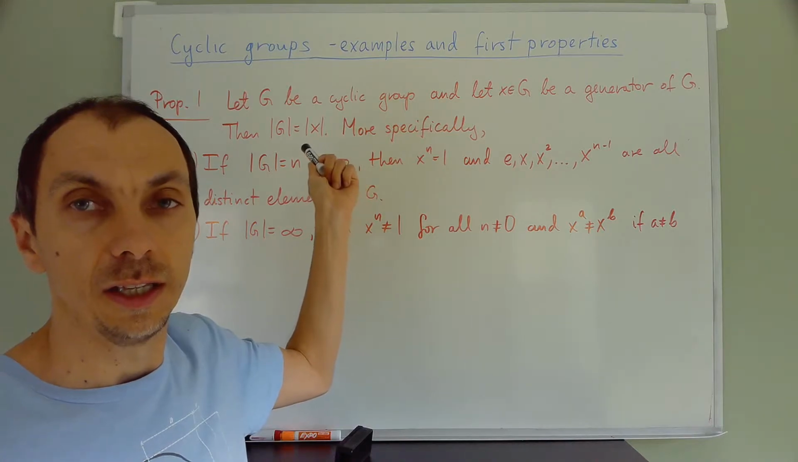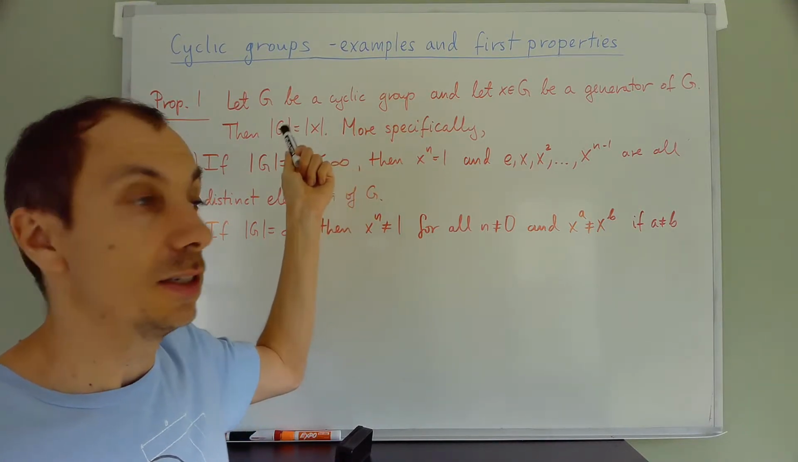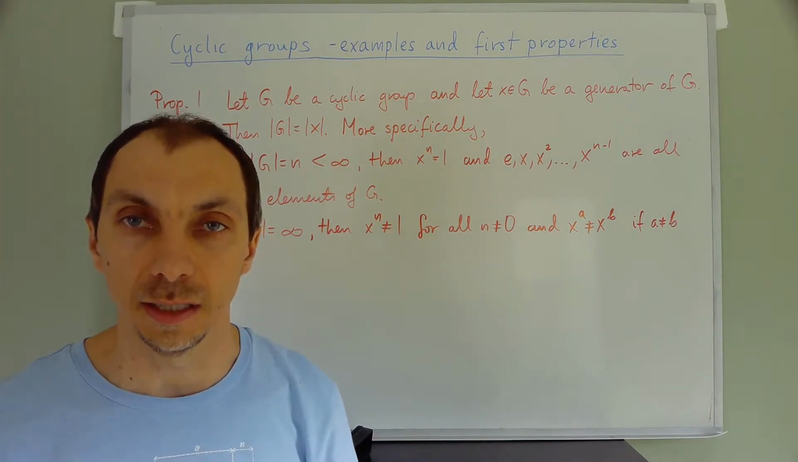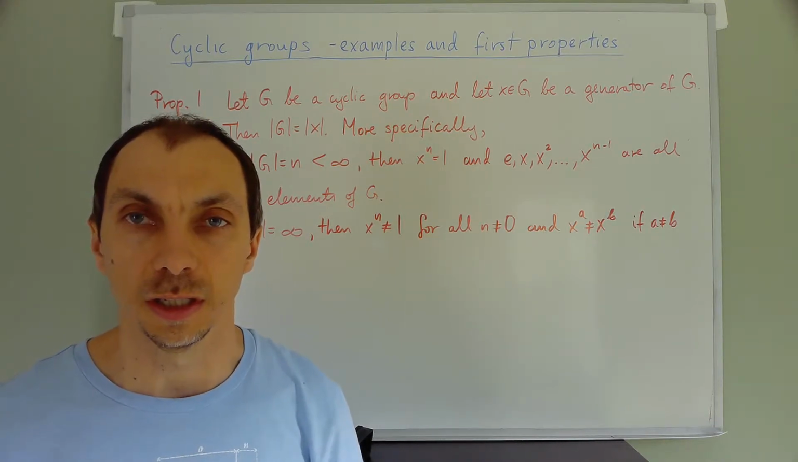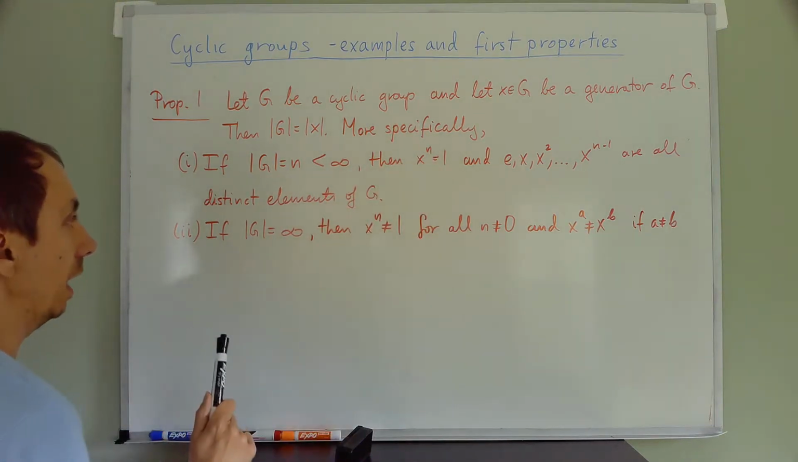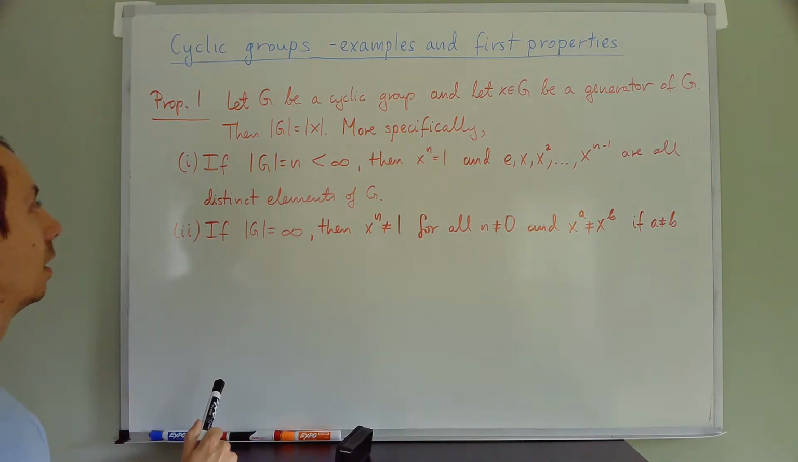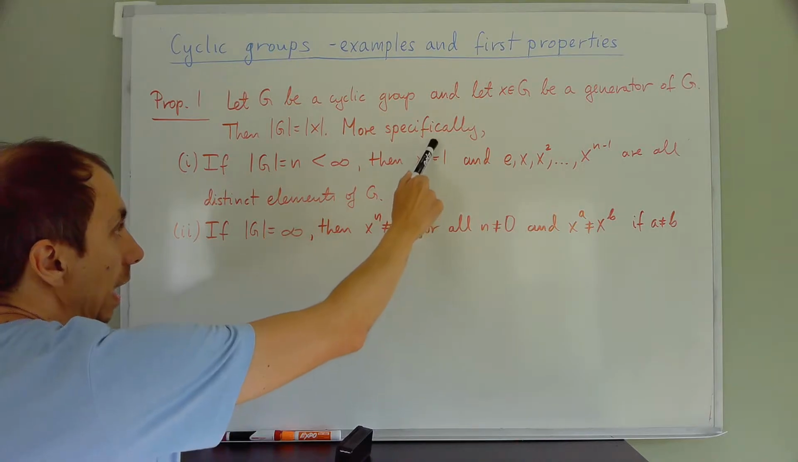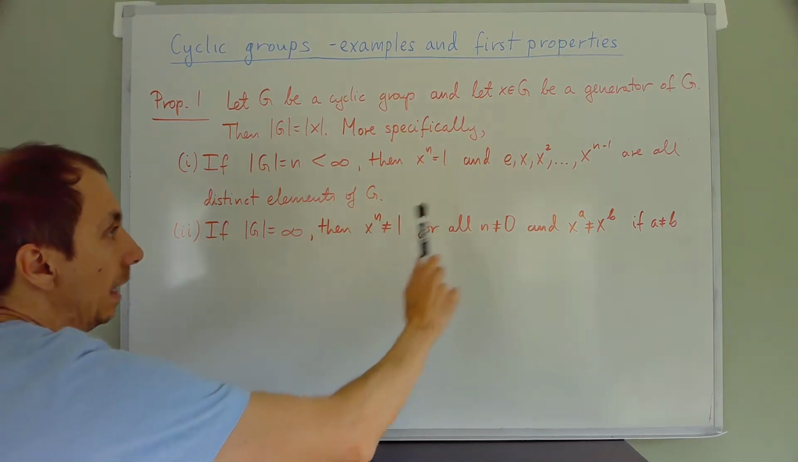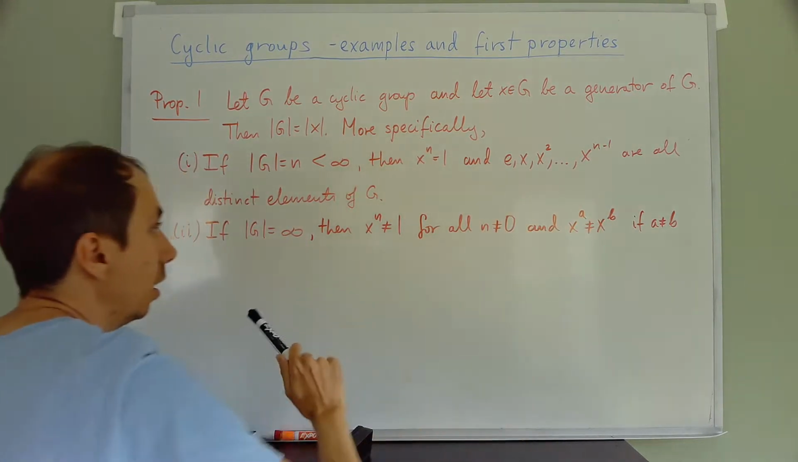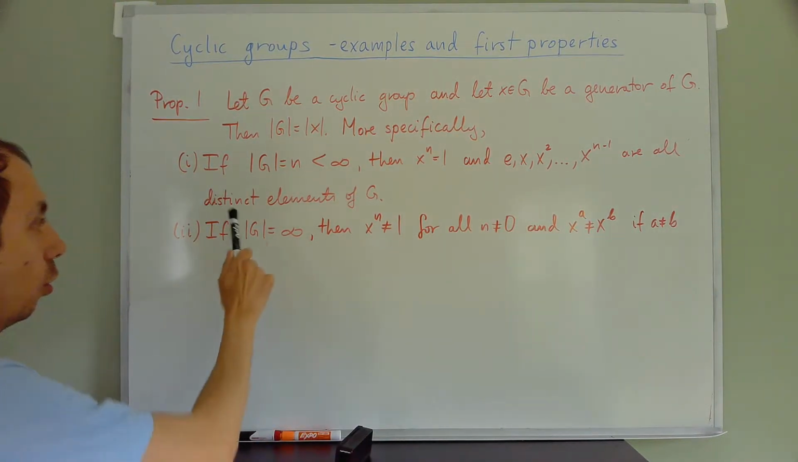So this is saying the number of elements in the group G is equal to the order of the element x. Remember, the order of an element is the smallest positive power that brings that element to equal identity. More specifically, if G is finite and has n elements, then the nth power of the generator is 1. And these elements, e, x, x squared, all the way to x to the n minus 1, are never equal to one another. So they are all distinct elements of G.